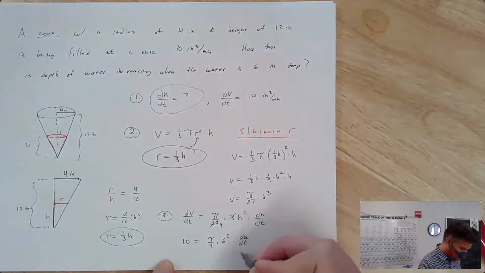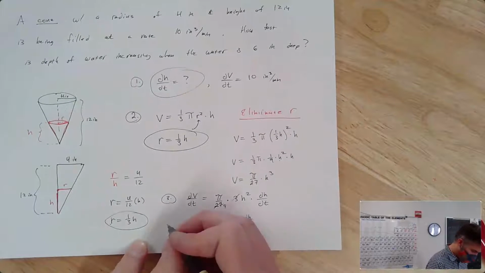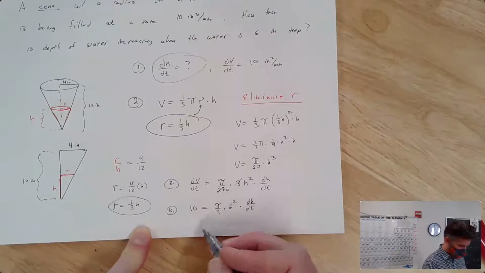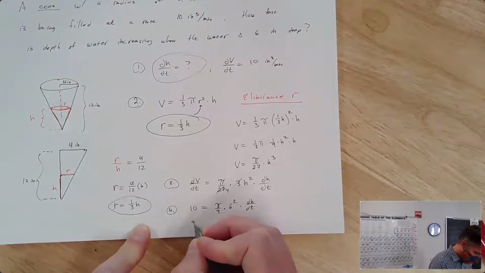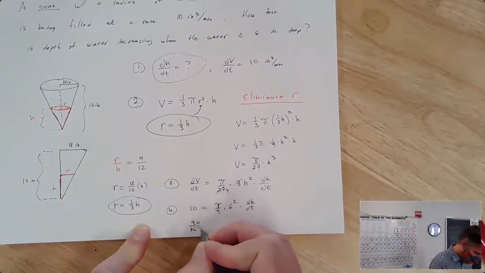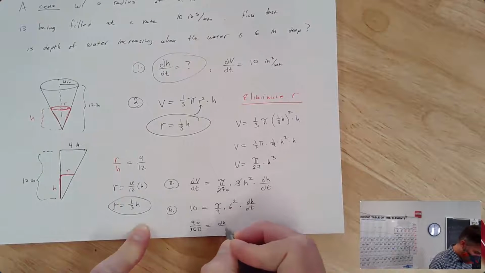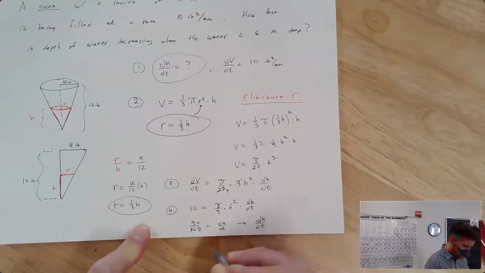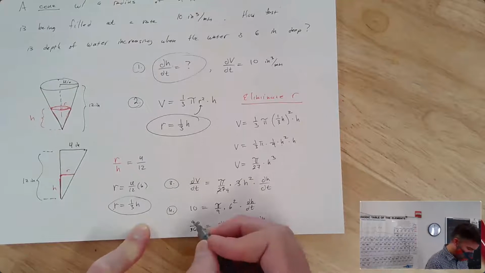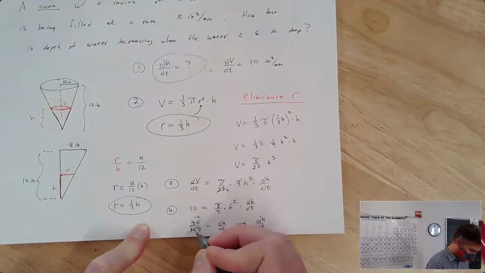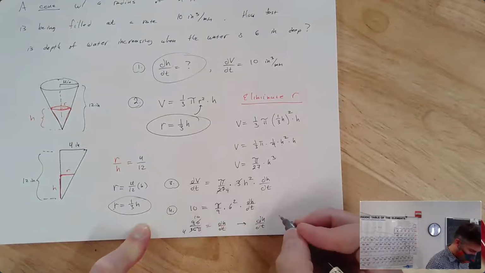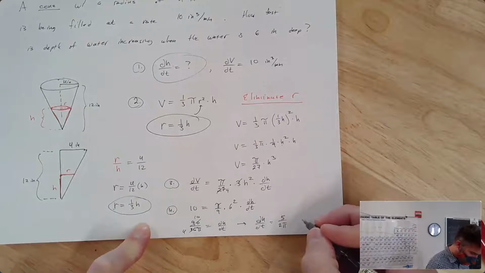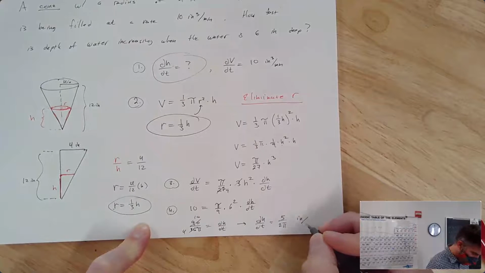And then we're going to solve for dH/dt. So I'm going to multiply both sides by 9, divide both sides by 36 pi. So I'm going to get 90 over 36 pi equals dH/dt. We could probably simplify that. 90 and 36 both have factors of 9. That's 10 over 4. That's 5 over 2. So 5 over 2 pi inches per minute.